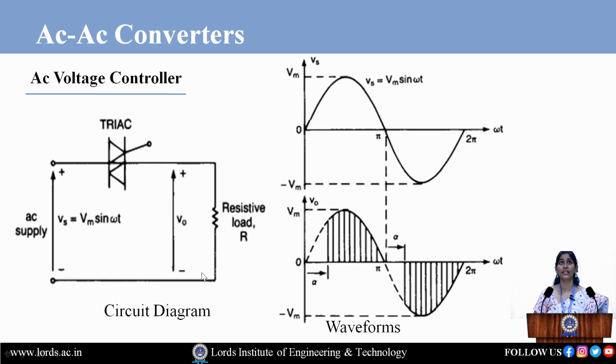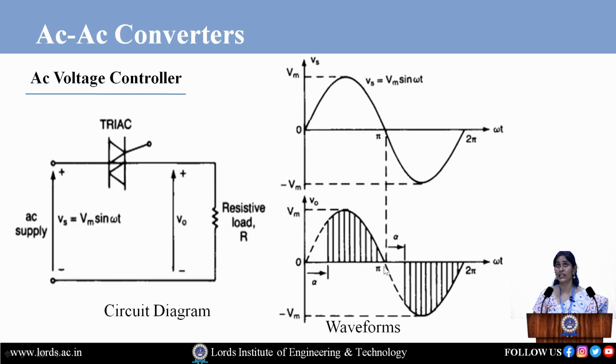So we are using a triac as a semiconductor device. The triac is a bidirectional switch which can conduct in both directions of current flow. Coming to the modes of operation, in the first mode, during the positive half cycle, the triac will be in conduction and you will get an output voltage like this.